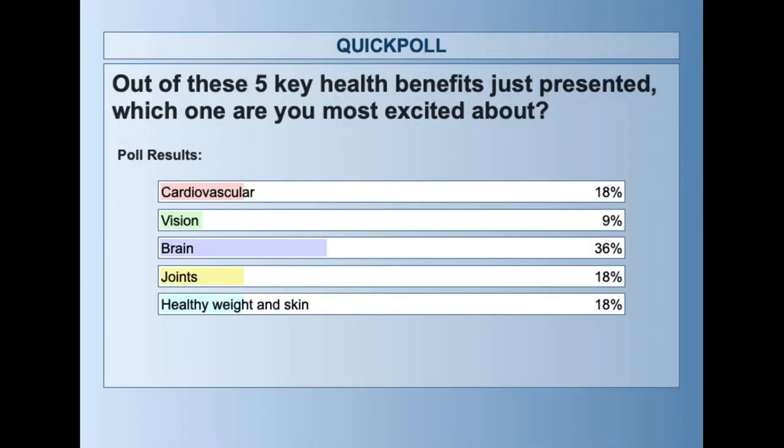Right. So you see them: 18% cardiovascular and joints, healthy weight and skin, and 9%.